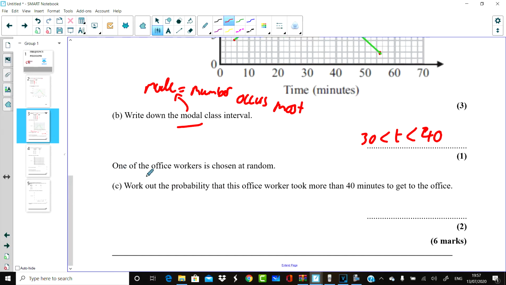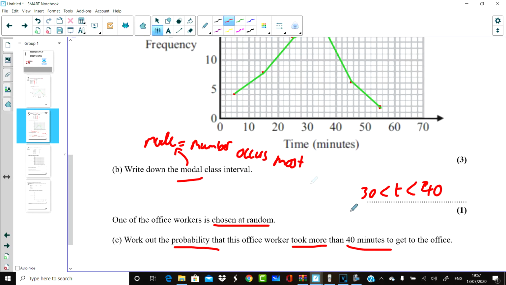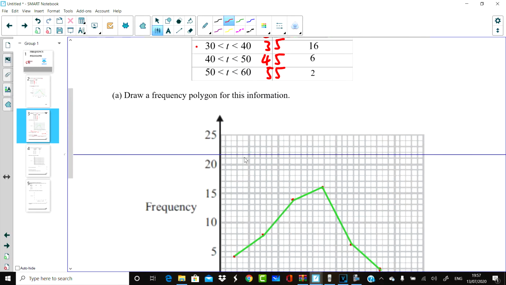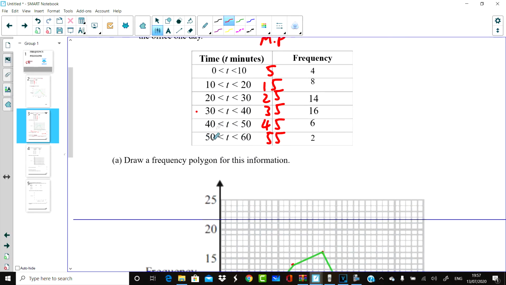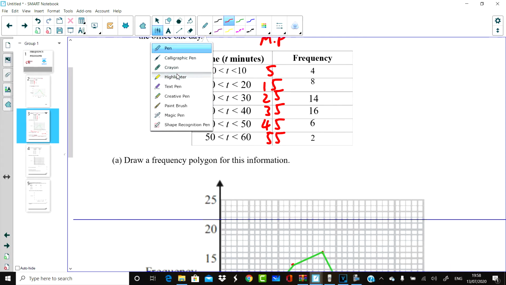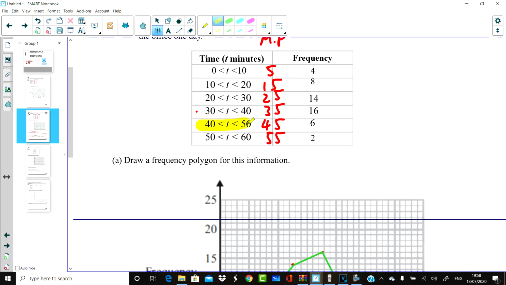This one says one of the office workers is chosen at random. Work out the probability that this office worker took more than 40 minutes to get to the office. So this is asking for more than 40 minutes. Over here we have this interval, which is the time in between 40 and 50, and it's greater than 40. So I'm going to include this one, and if I get that highlighter, I'm going to include this one too.